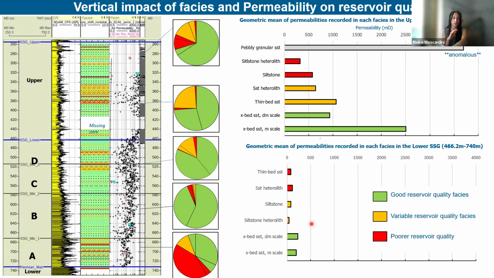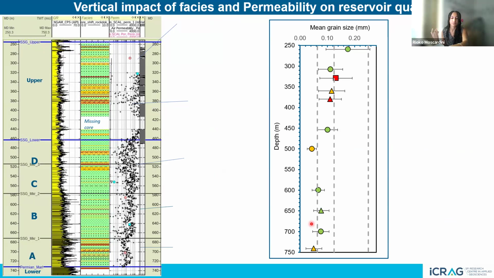Don't worry, that was a rhetorical question. But one other thing that we're going to look at now is grain size. So now let's see what the grain size does and if it plays a role.